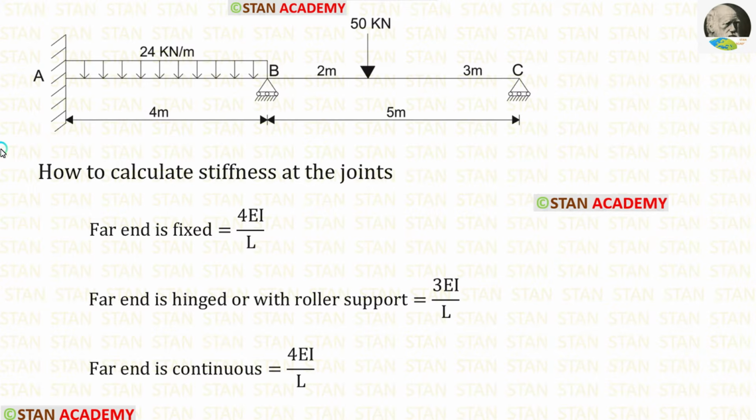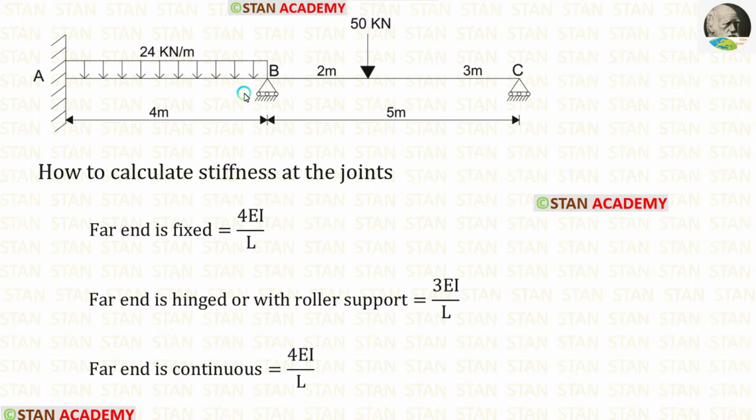In the moment distribution method, we have to calculate the distribution factor. We have to calculate the distribution factor values only in the joints because in the ends we can easily say the distribution factor values. In the point A, there is a fixed end. In the fixed end, the distribution factor will be 0. So the distribution factor for AB is 0. In the hinged or roller supported ends, the distribution factor will be 1. In the point C, there is a roller supported end. So the distribution factor for CB is 1.